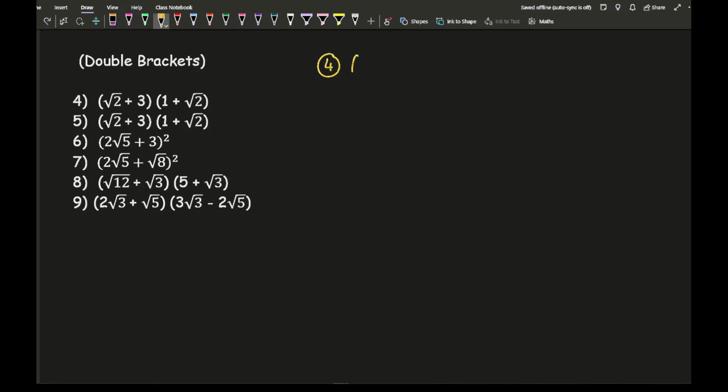So here, if I just write out the question, root 2 plus 3, 1 plus root 2. Again, using the loops, I've got root 2 times 1, which is just 1 root 2. If you want to write the 1, that's fine. I'll just leave it as root 2. And then root 2 times root 2 is plus root 4. Then I've got 3 times 1, which is 3, plus 3 root 2. Then I just want to go and simplify this.